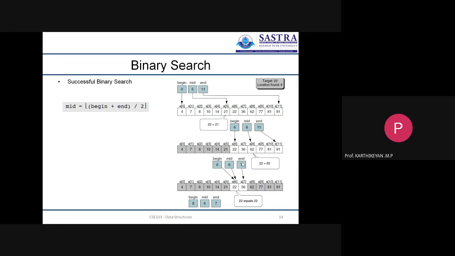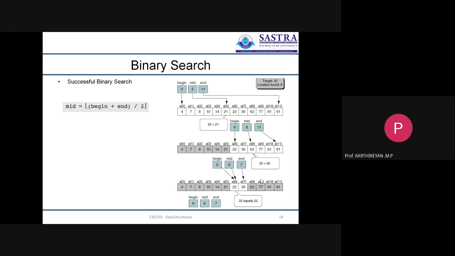What is the condition for terminating the loop? Begin must be greater than end. So we set begin equal to end plus 1. 7 plus 1 is 8. So the loop will terminate. Whenever we find the target value, forcefully we need to increment begin beyond the end index, so the loop will be terminated. So this is an example of a successful binary search.